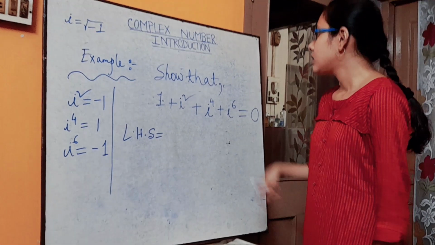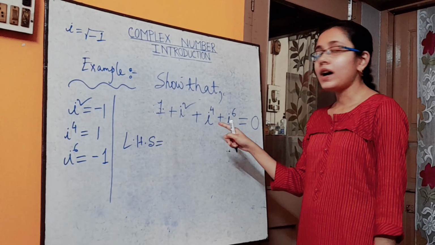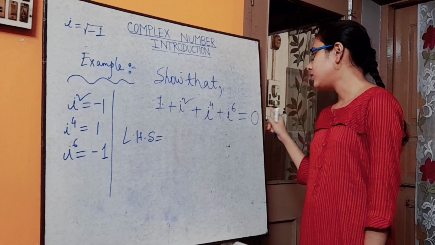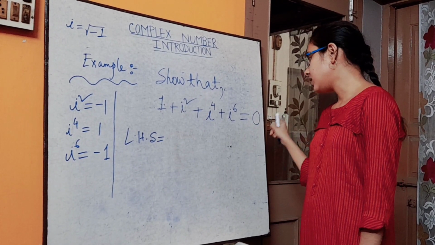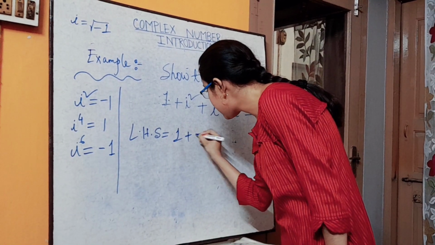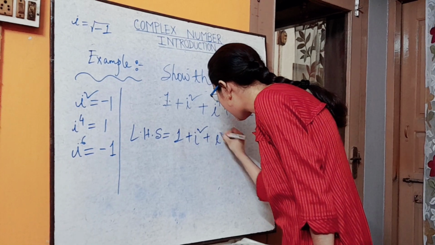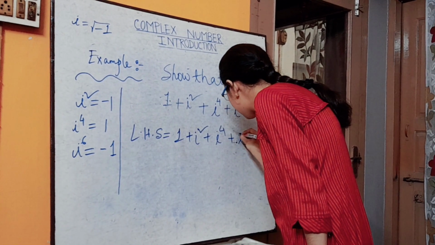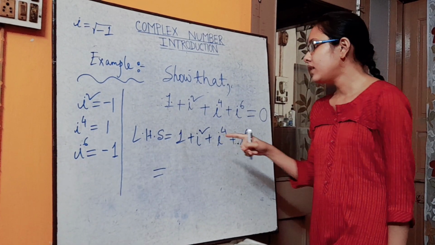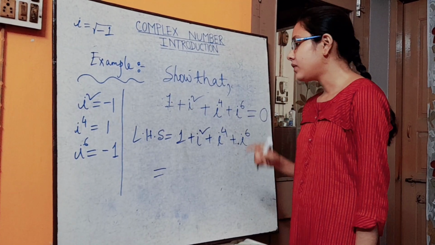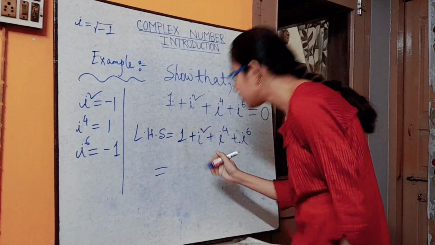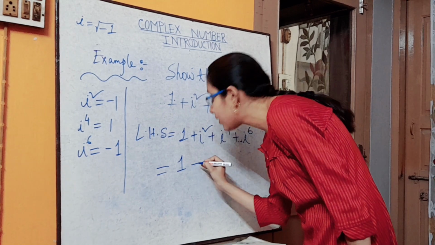The problem is we have to show that 1 plus i square plus i to the power 4 plus i to the power 6 is equal to 0. Here the LHS is 1 plus i square plus i to the power 4 plus i to the power 6. Now we know the values: i square is equal to minus 1, i to the power 4 is equal to 1, i to the power 6 is equal to minus 1. Now we put the values.